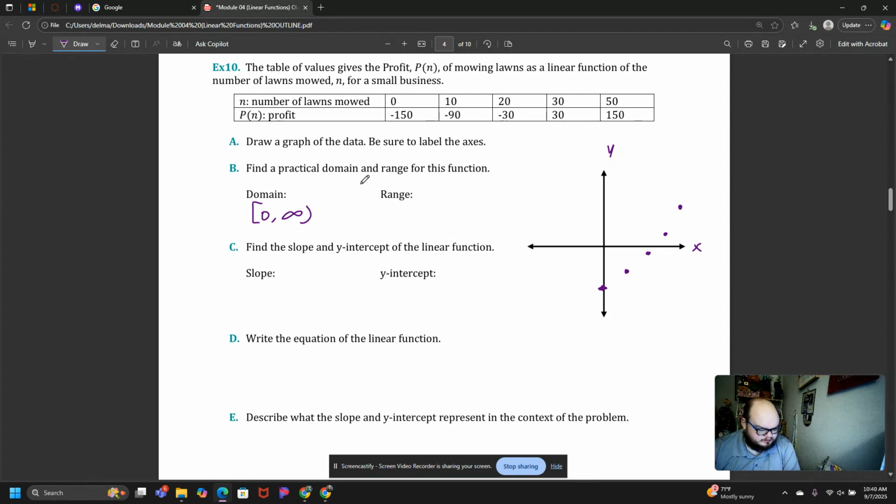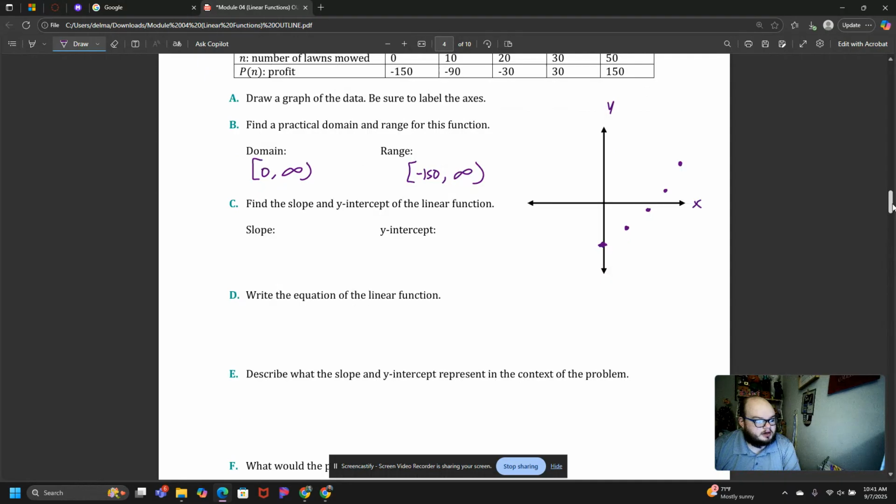What's the range? Well, the range is that when they've mowed 0 lawns, they've lost $150. That's probably because they've had to bring in all the crew and pay them for coming to work and all of that type of stuff. And then ultimately they could make an infinite amount of money. Their only constraint is how quick they can do the lawns and the hours in the day. Okay, so find the slope and the y-intercept.